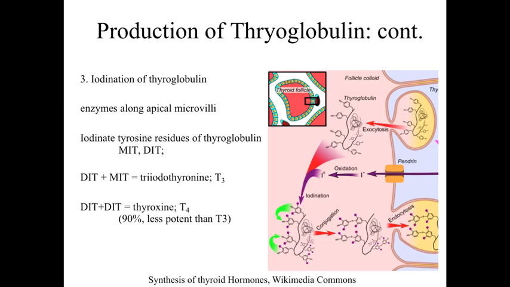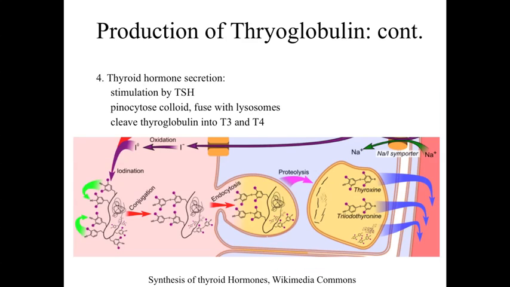T4, thyroxine, is about 90% of the thyroid hormone that's released, but it's much, much less potent than T3. Triiodothyronine, T3, is produced in much lower quantities, but it's much more active in regulating activities within the cells as a hormone.